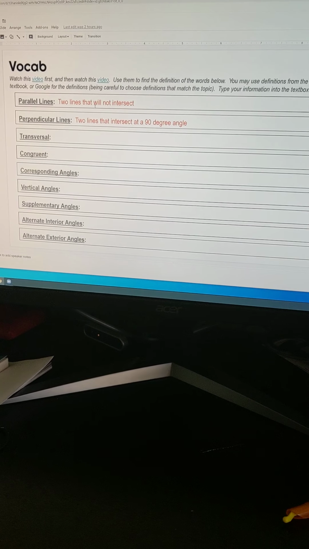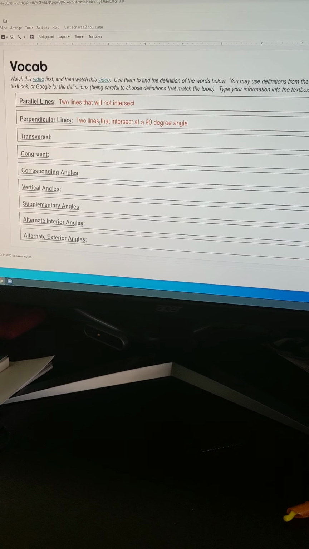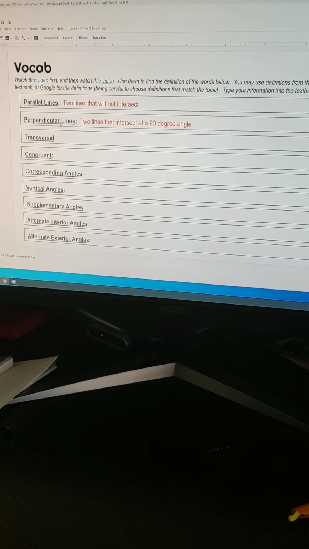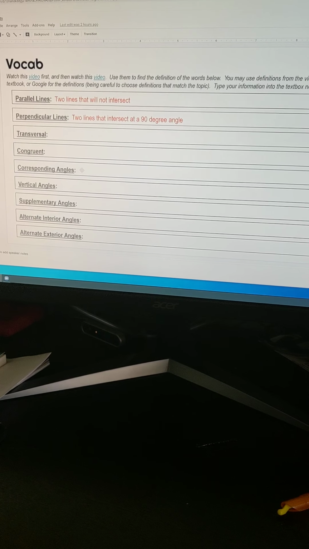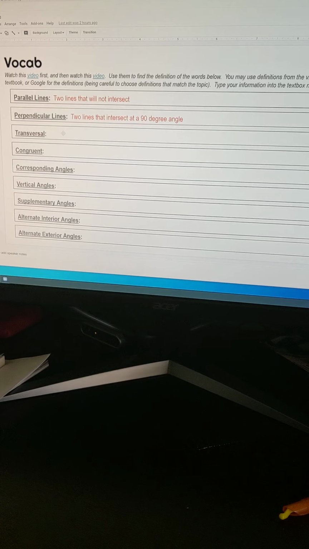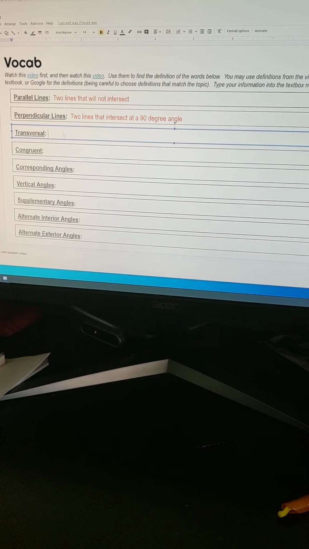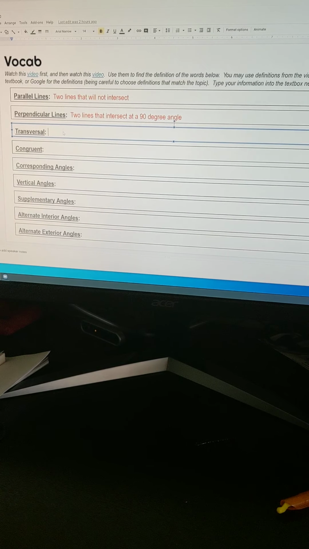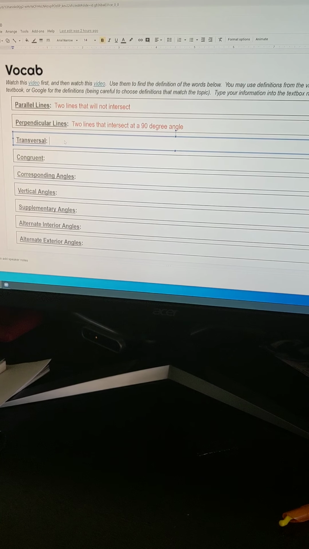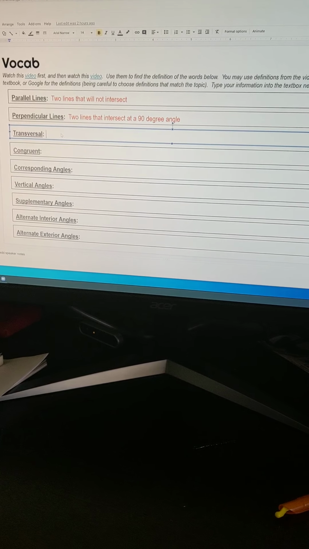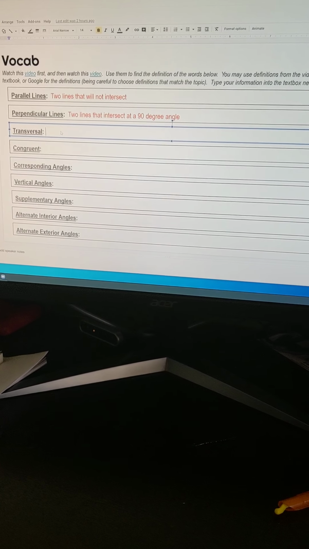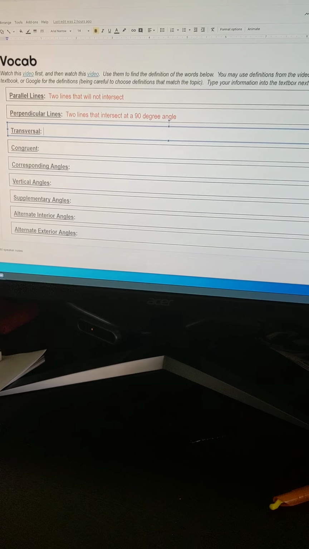I have the vocab that was from last week already in there, but when you watch the videos, you're going to learn what a transversal is and what congruent means and all of those kinds of things. You'll just be able to double click in here and start typing. It'll type for you and everything. If you can't quite get the definition from the videos, feel free to just Google the definitions and make sure they make sense with what you're doing.